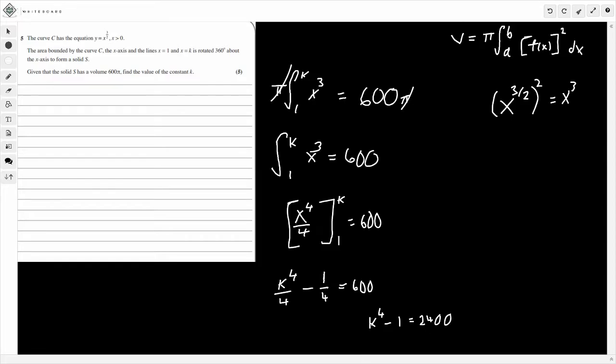So we need to add 1, so k to the 4 is equal to 2,401. And what this means now is that k is going to be the 4th root of 2,401. So therefore, k is going to be equal to 7. If you do that on your calculator, you'll get 7. So we found the value of the constant k, and the question is done there. So hopefully not too bad, and I hope that's okay.